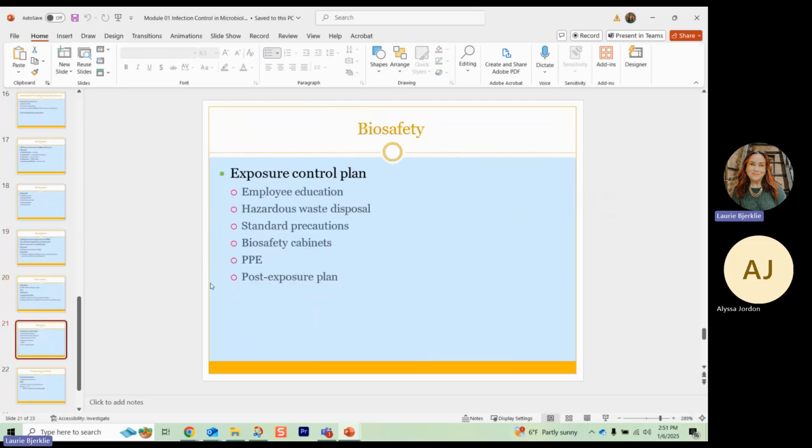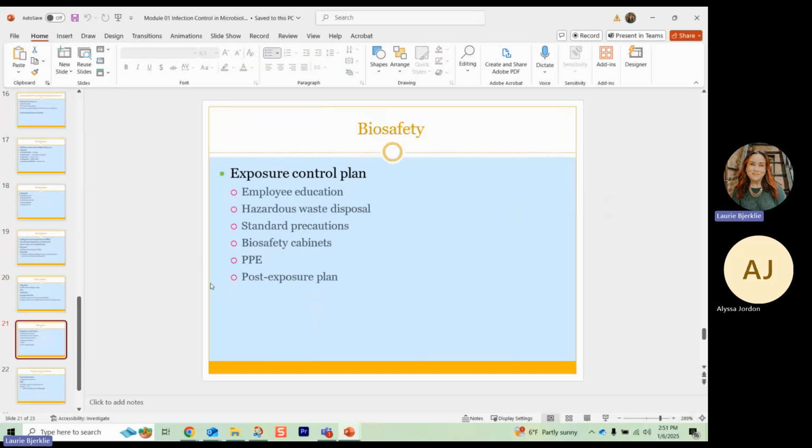Biosafety is all about how do we protect ourselves against infection from the different bacteria, viruses, whatever might be in that person's blood or body fluids. So we always have standard precautions, which means we're treating everything and everyone as if they could have something. So we're always wearing our PPE, our gloves, lab coats. That's the minimum. You might even wear goggles or a face shield, depending on what you're doing. Masks.